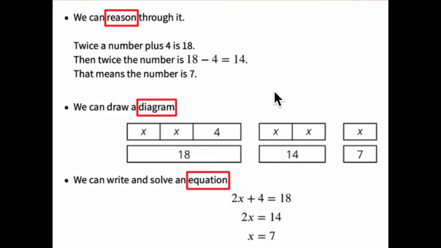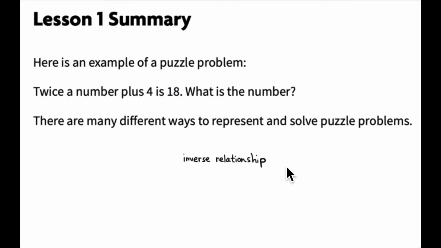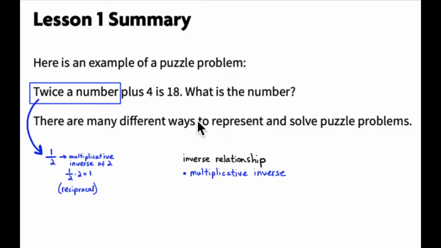I'm going to go through each of these in more detail, but first, think about inverse relationships regardless of the method that you use to solve the problem. So if you see twice a number in a problem, eventually you will have to use the multiplicative inverse of 2, in this case, which is 1/2. So 2 times its multiplicative inverse, also called the reciprocal, is equal to 1. And 1 is the identity property for multiplication. So any number times 1 is equal to that number. So if you multiply by the multiplicative inverse, you in essence remove that 2.